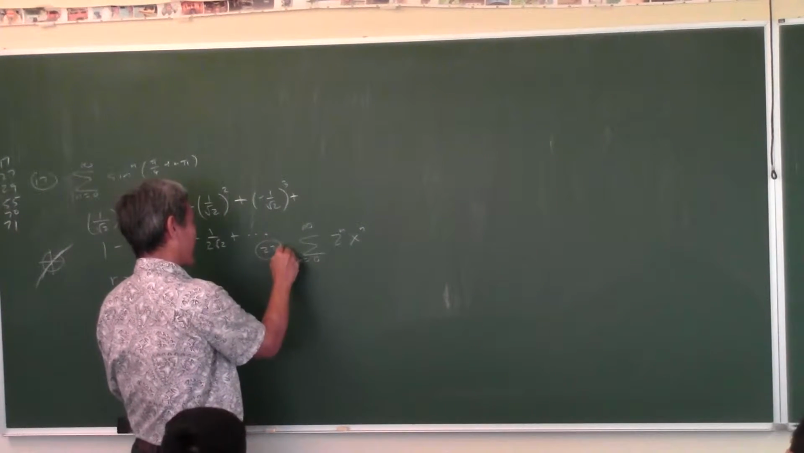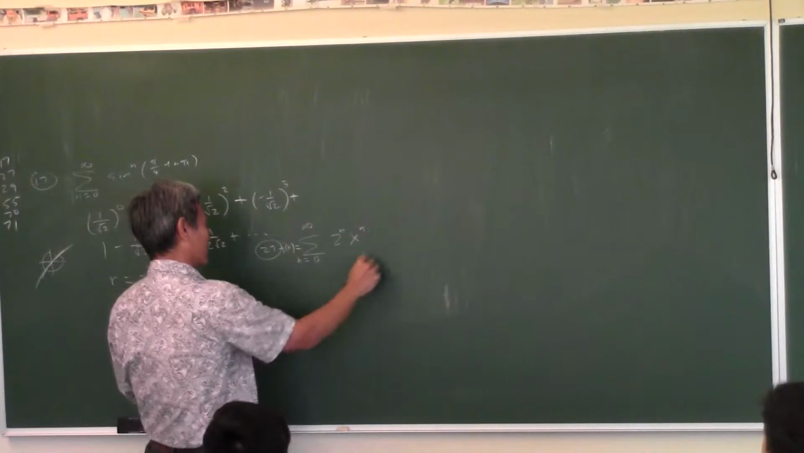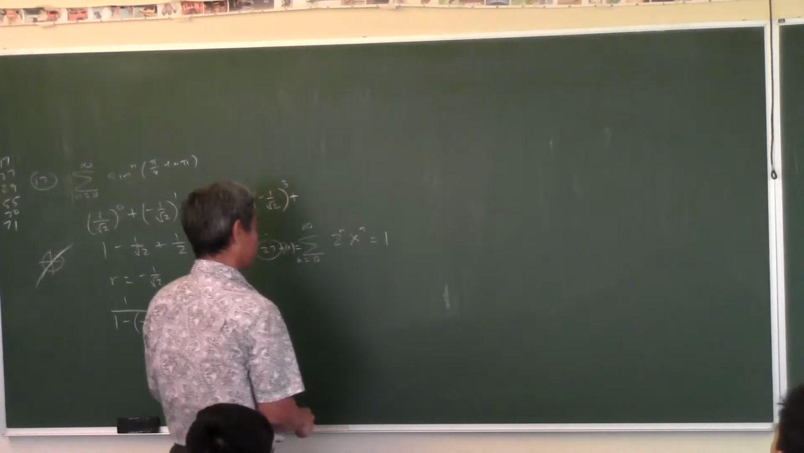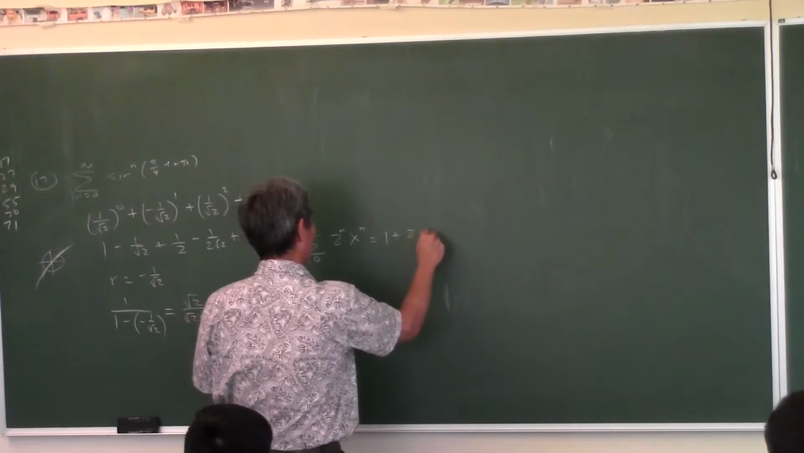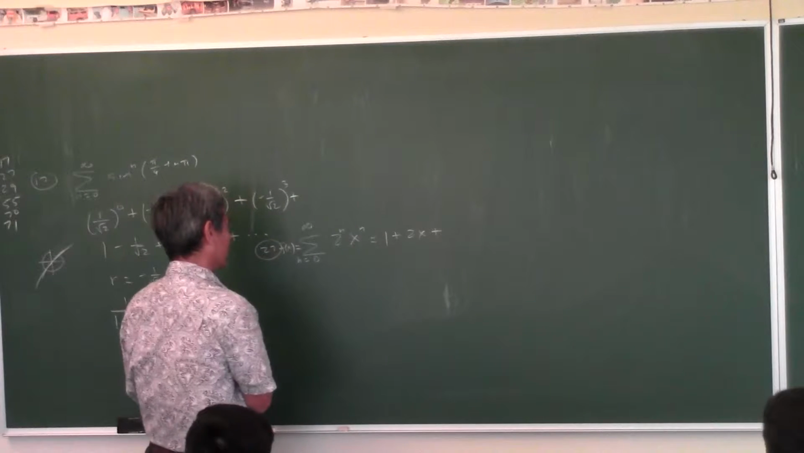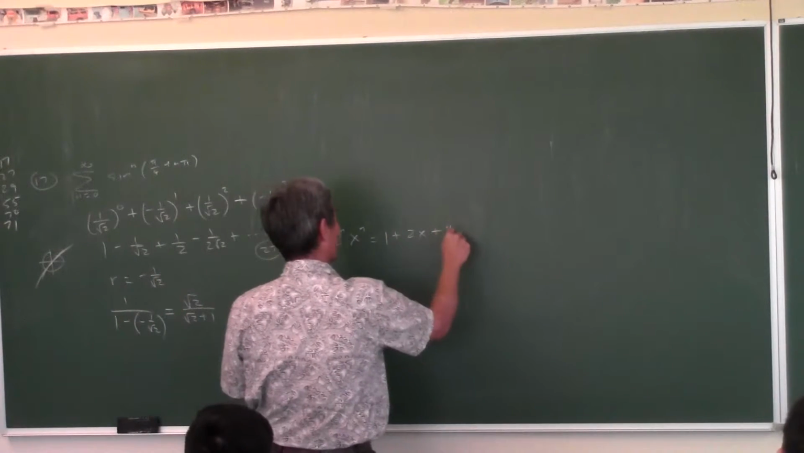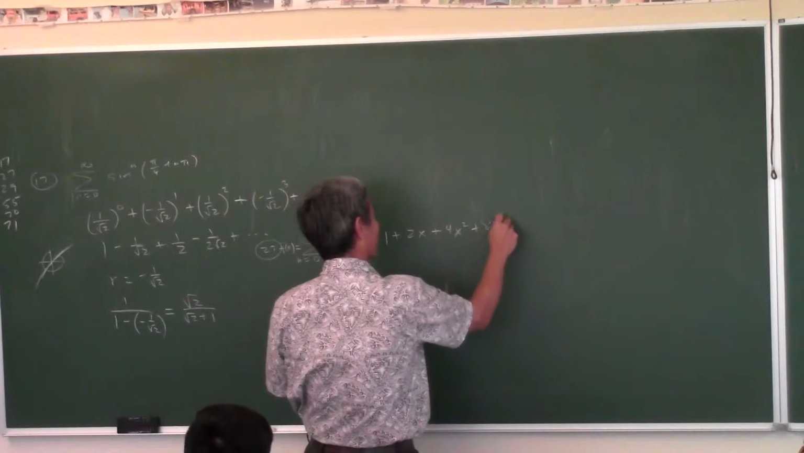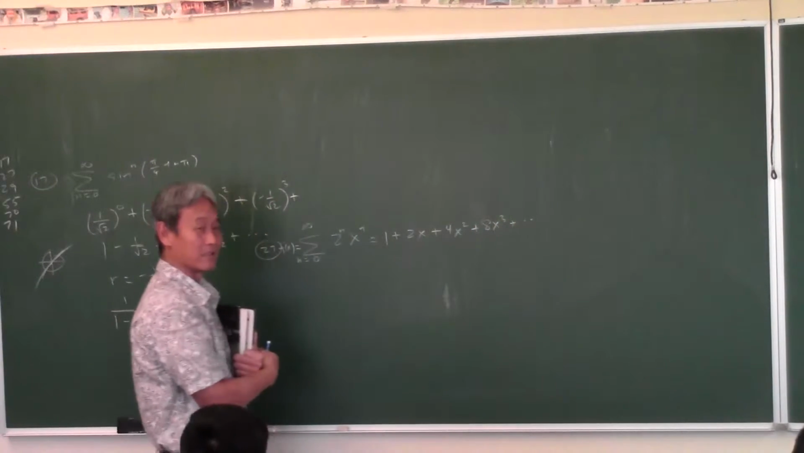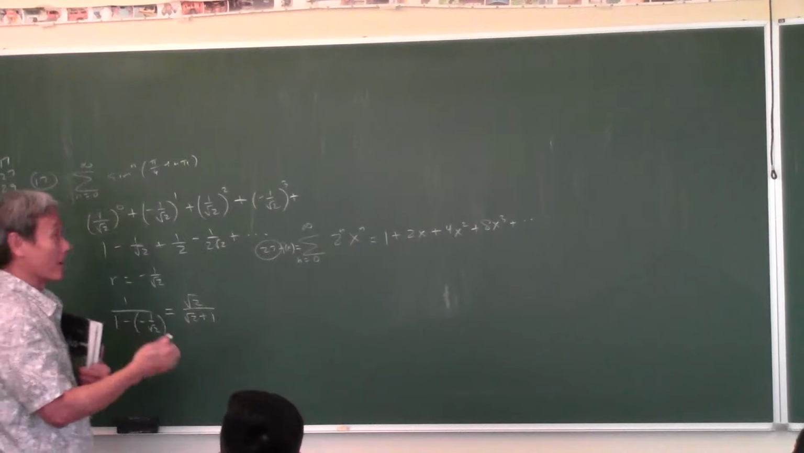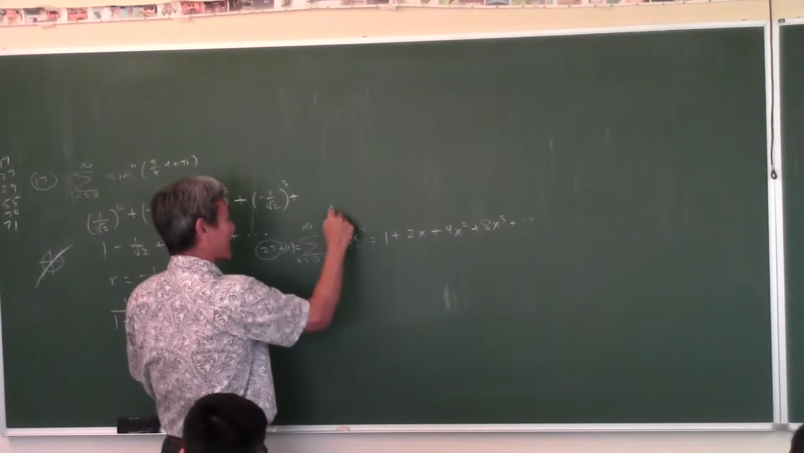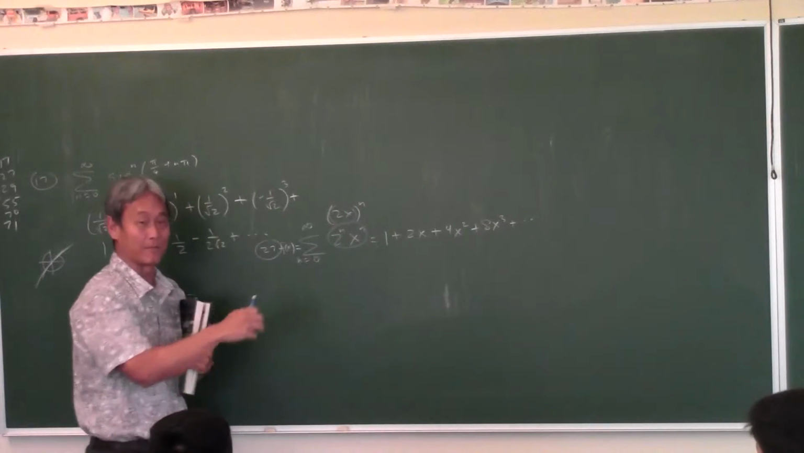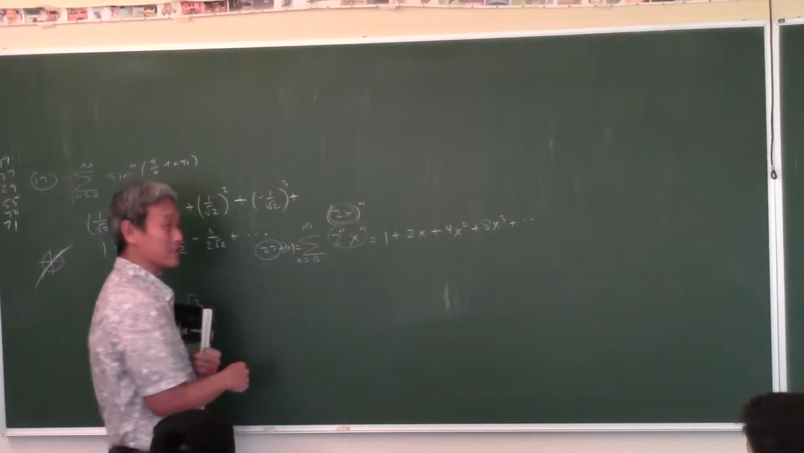So this is f of x. Plug in 0: 1. Plug in 1: 2x. Plug in 2: 4x squared. Plug in 3: 8x cubed. I think we got the hang of this. This is a geometric series, isn't it? It's the same thing as 2x to the n. Anytime you have something to the n power, that's geometric. Whatever's in the parentheses is the common ratio.